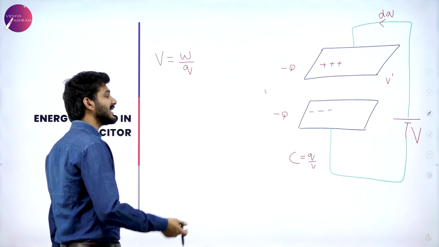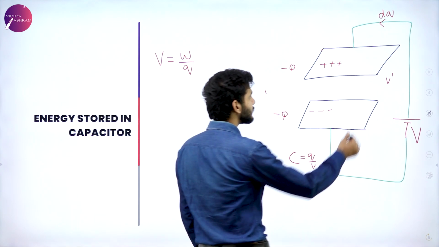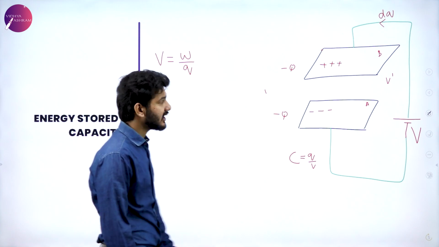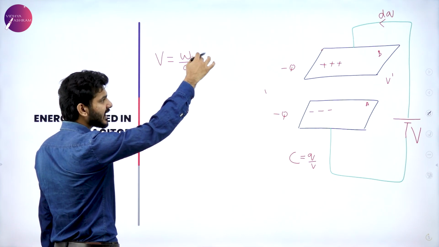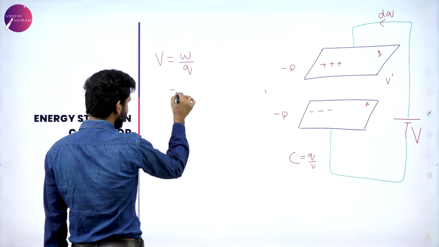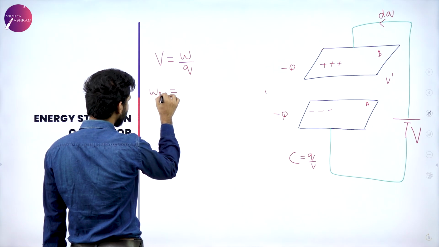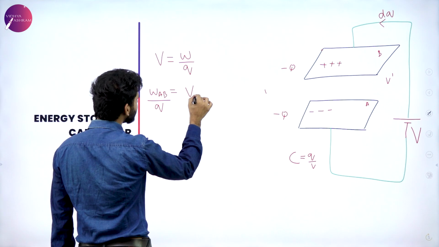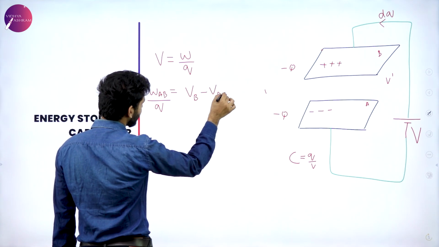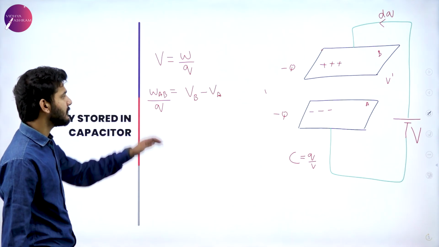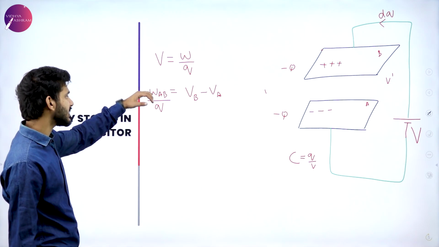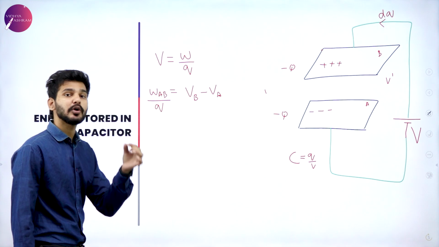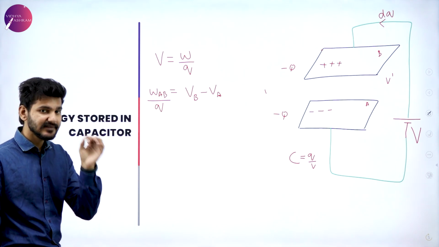So we can write it in another manner. Let's say this is plate B and this is plate A. Then we can write the work done in assembling that charge, WAB, as VB minus VA. The potential difference between B and A will give you the work done per unit charge, which is the definition of potential as discussed in the first topic.